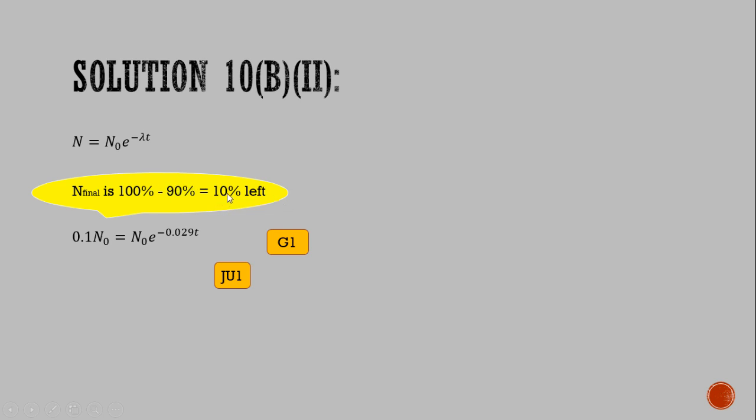So 10% over 100% is 0.1 N naught. For the N final equal to 0.1 N naught. And our value of lambda and t must be in the same unit. So if our lambda in per day, our time is 79.4 days. So we have 1 mark for the substitution and 1 mark for the answer with correct unit.